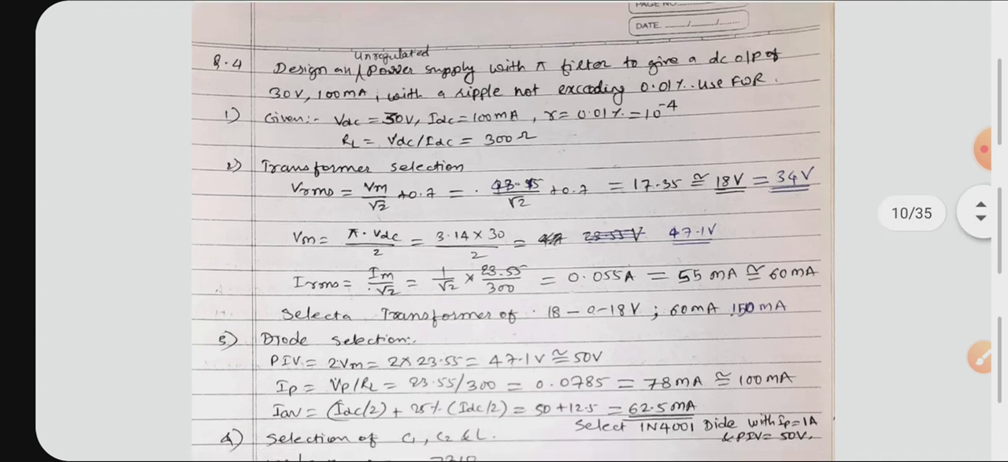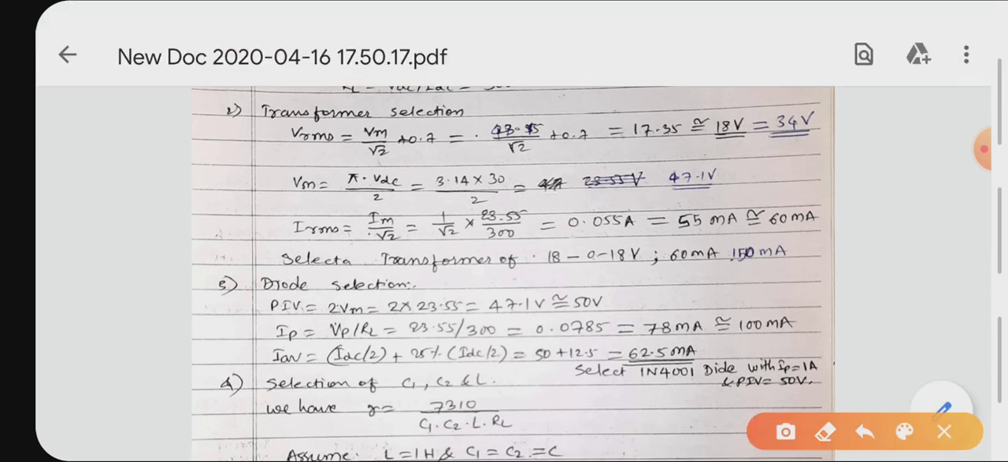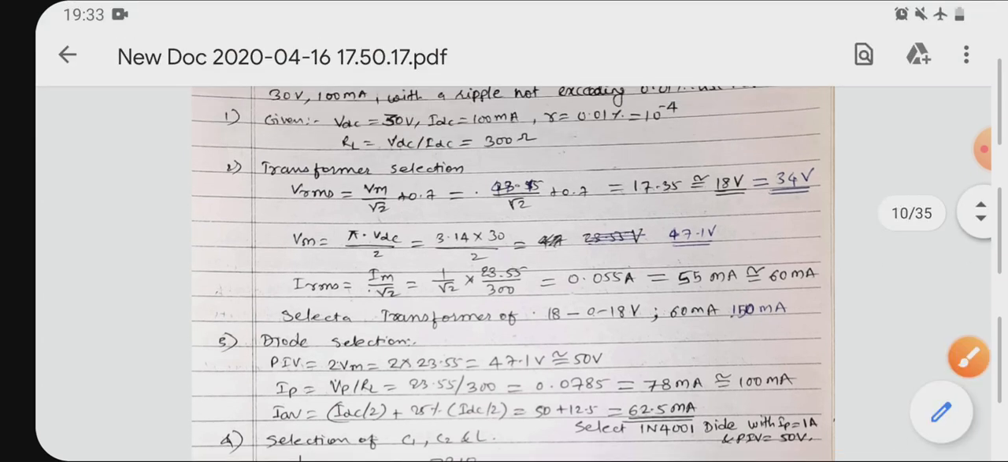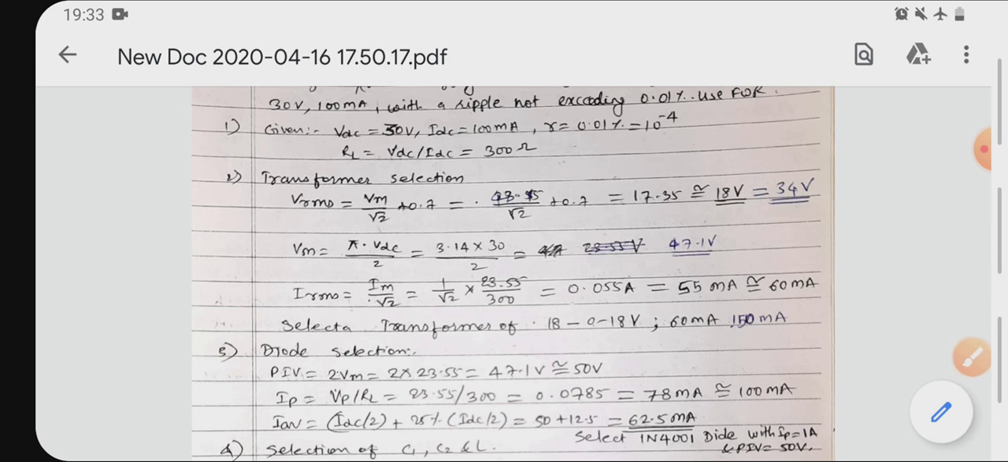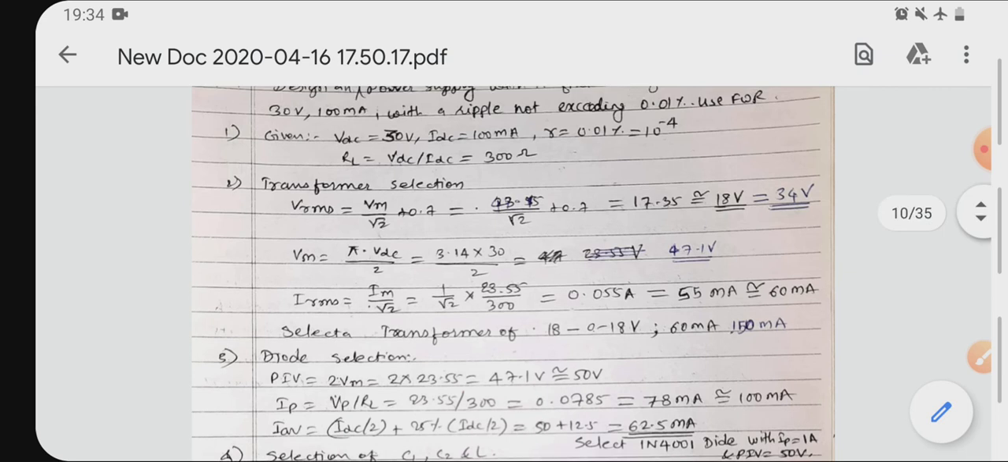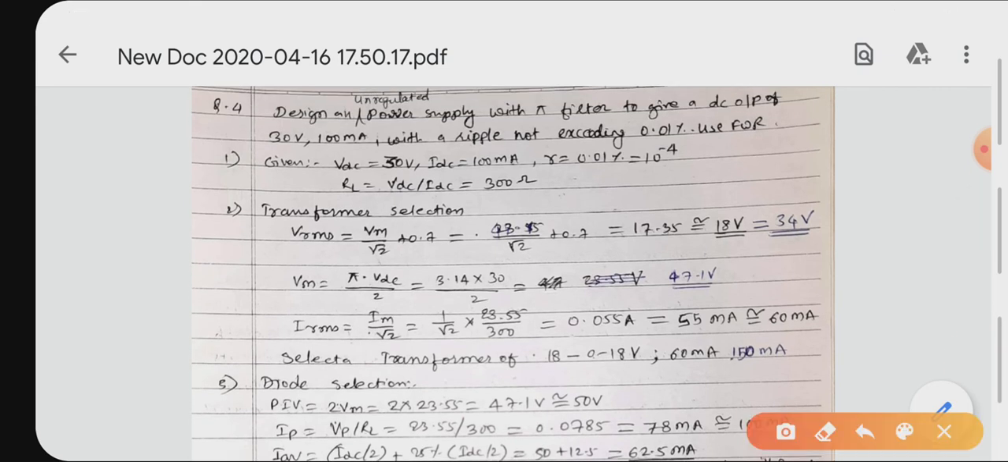Okay, so again, usually first step is given, second step is calculation and selection of transformer. So VDC is given 30 volt, IDC 100 milliampere, ripple factor 0.01%, which is equal to 10 to the power minus 4. Here it is mentioned. You can modify this like this. You can calculate RL accordingly. VDC by IDC equal to 300 ohm. Okay, so in the transformer selection, just calculate VRMS, then IRMS, and finally write down the transformer rating.